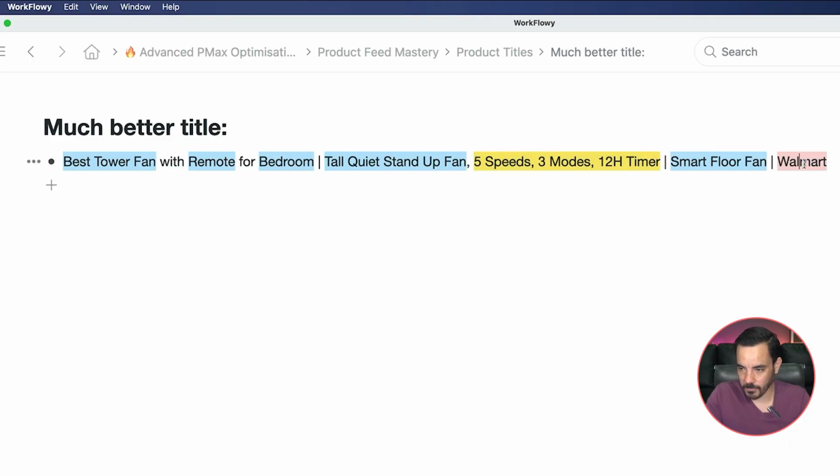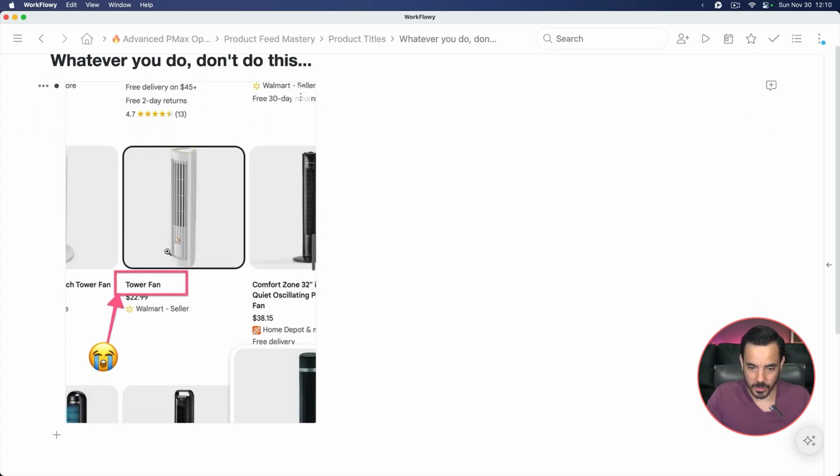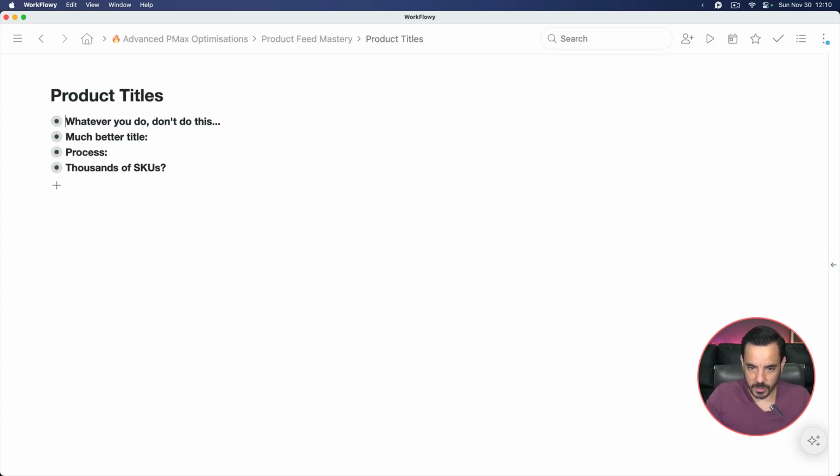smart floor fan, Walmart. So what you can see there, I've highlighted in blue all the keywords that I'm getting in here, keywords that people might be searching for within this product niche. And then we've also got some attribute information, stuff that might be important to the user. They don't necessarily search for this, but it might be important for them to know. And I can guarantee you that this title would perform a whole lot better and get way more sales and better ROAS than this title here. So if you're going to do one thing with your product feed, product titles are it. Make sure they are well optimized.